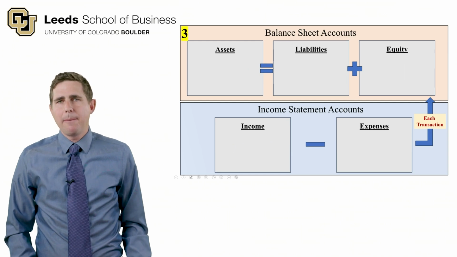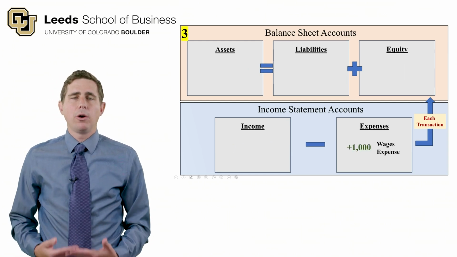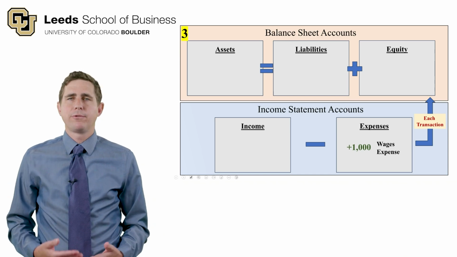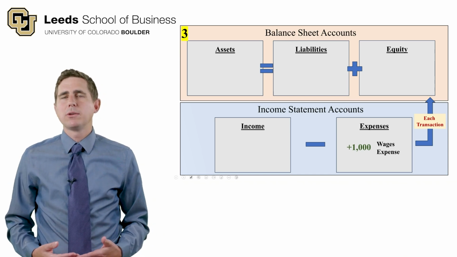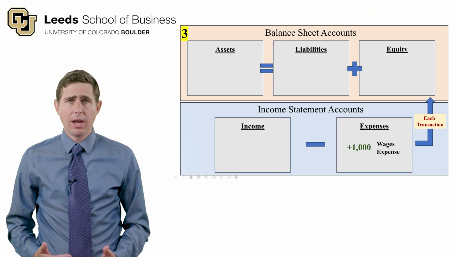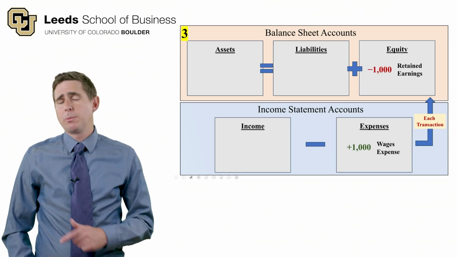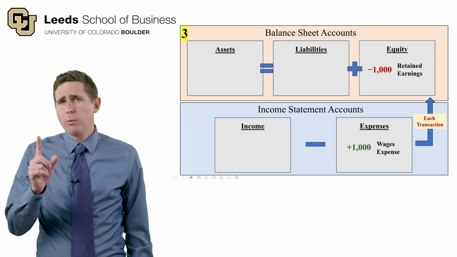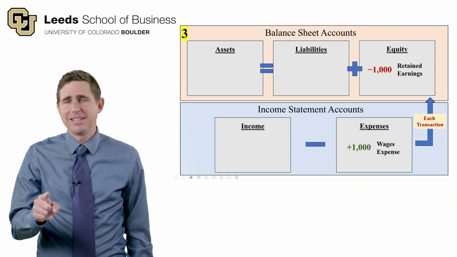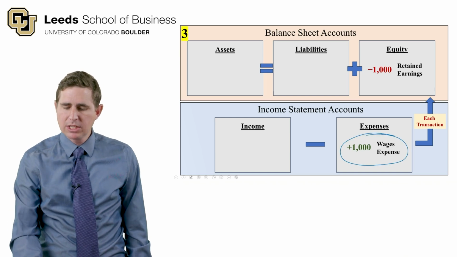Okay, the final example is going to be actually down here in the expense section. Let's suppose our employee has worked for us for a year, and they have earned $1,000 of wages. Now, I don't know whether we've paid for this or not. Suppose we haven't paid for it yet, or suppose we have paid for it. But before we talk about whether we've paid for it or not, I want to talk about what I've just revealed on the slide, which is this wage expense.